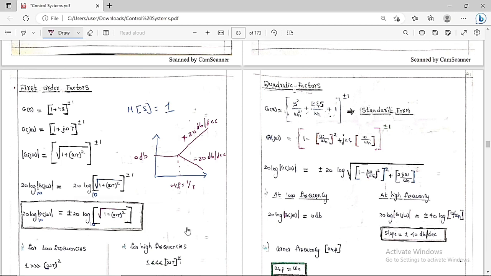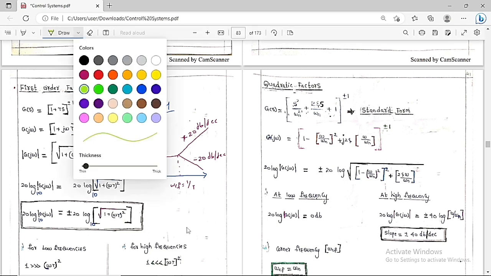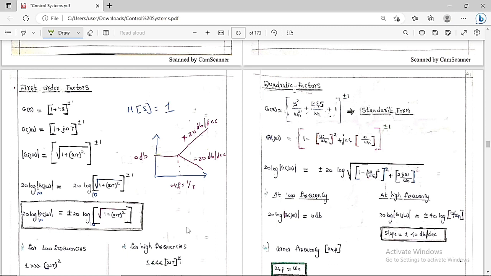Suppose you want to know the exact graph. Here it is 0 dB only, but near the corner there is a small amount of fluctuation, like this one. This is the exact graph for minus 1. For the other one, the graph will be like this, so I am going to draw it here. This is the graph for plus 1 and this is for minus 1. These things you always have to keep in your mind.